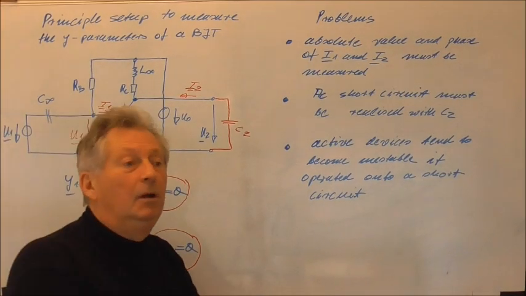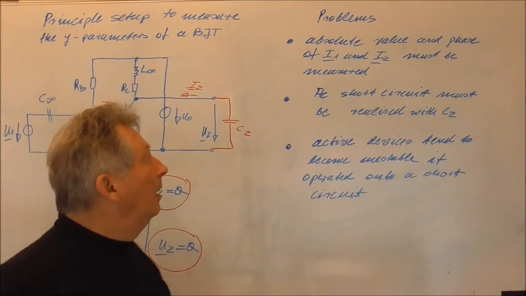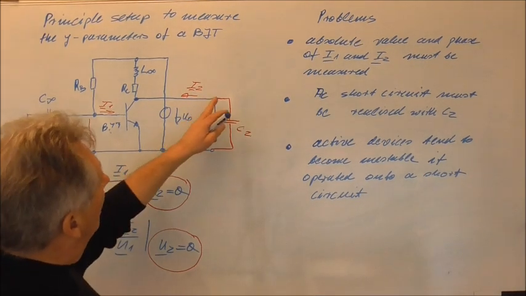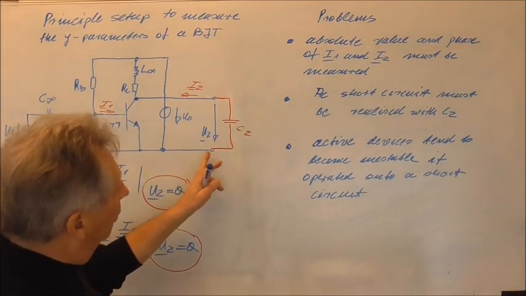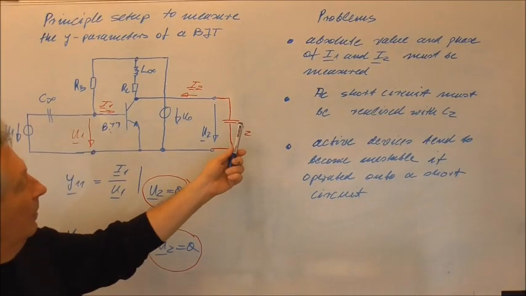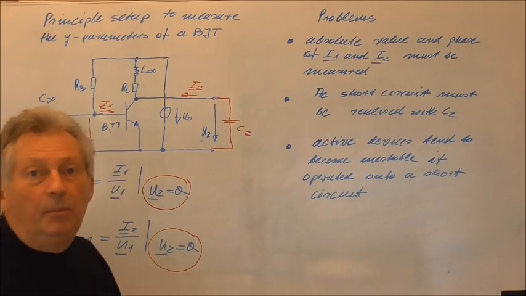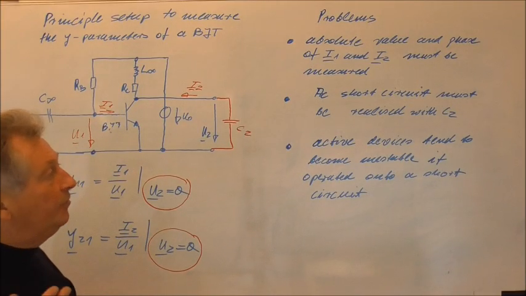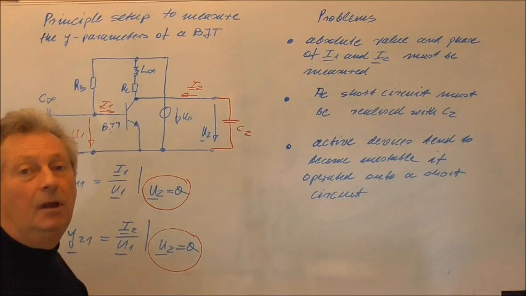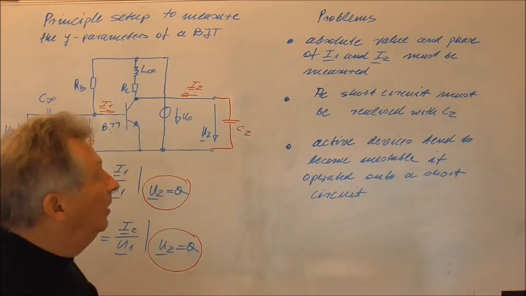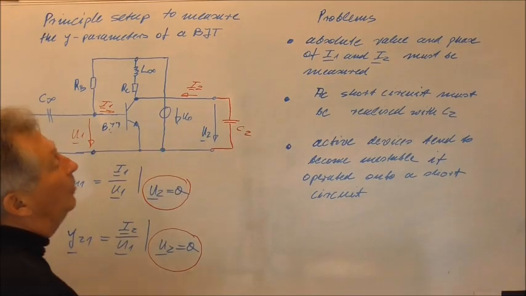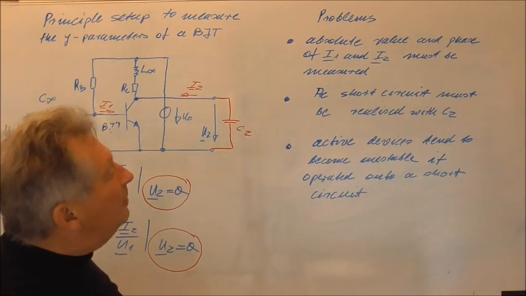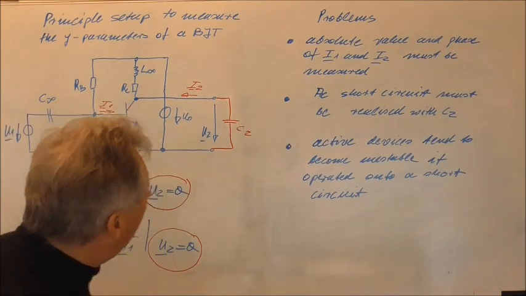And of course this becomes more and more complicated the higher the frequency is. On the other hand, we have to realize an AC short circuit at port 2, and this can be realized with a capacitance. But a real capacitance always shows a series resonance frequency, and above the series resonance frequency the capacitance becomes inductive, and then it tends to become an open circuit. So it's not realizable up to very, very high frequencies.